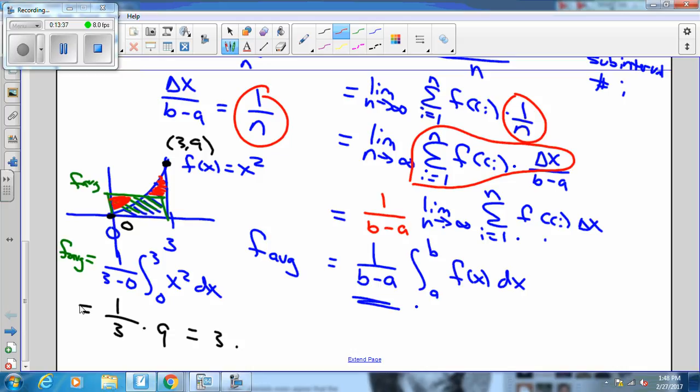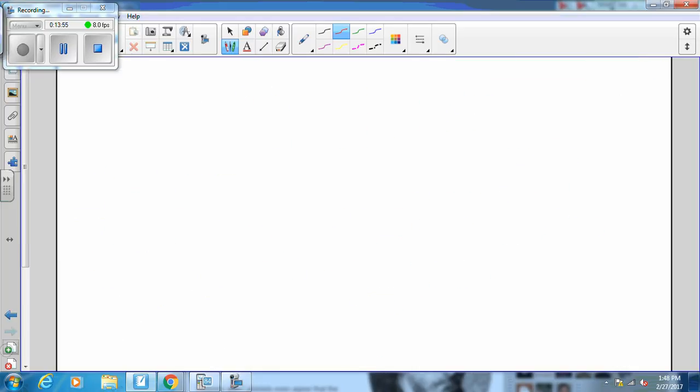Does that make sense? Okay. Let's take a couple of minutes to practice computing average values in a variety of circumstances. And then I want to give you the idea of a couple of properties of the average value.